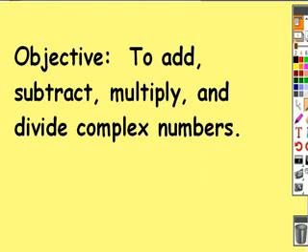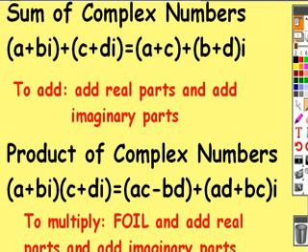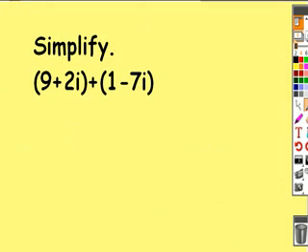So once again, we are adding, subtracting, and we will be multiplying and dividing complex numbers. The complex number is in the form a plus bi. We already discussed when you add the real parts and add the imaginary parts, you usually, not always, get an imaginary number. When you multiply complex numbers, you just use the FOIL method, and you usually get a complex number.